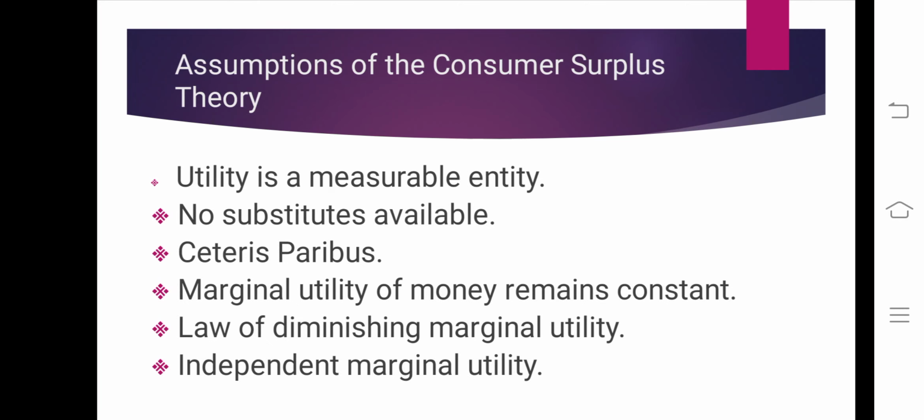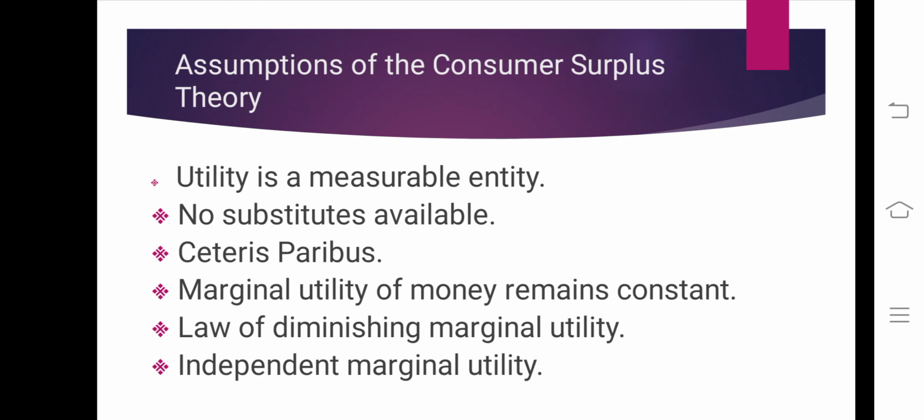The next point is no substitutes available. It means that there are no available substitutes for any commodity under consideration. The third point is ceteris paribus. It states that consumers' taste, preference, and income do not change for any quantity or commodity.